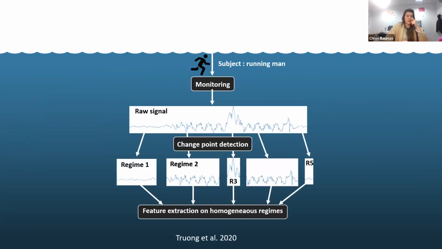To overcome this, we propose a new method based on signal rupture detection adapted to CTD data. So briefly, if we take the example of a man running, the method will take the raw signal and will split it into different regimes. So for example, sprint, high speed, walk, or even stop. And the mathematical theory behind rupture detection of signal are really well reviewed in Truong et al. 2020. And it gave us inspiration to apply it to CTD data.